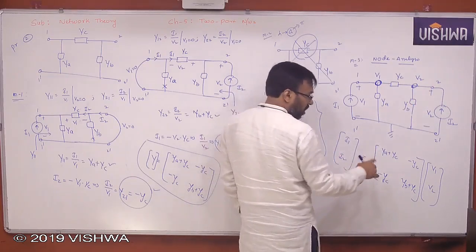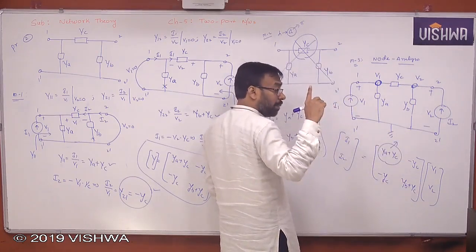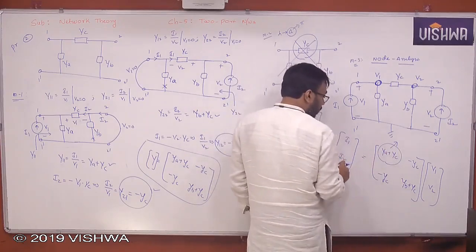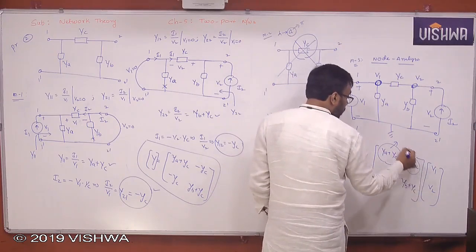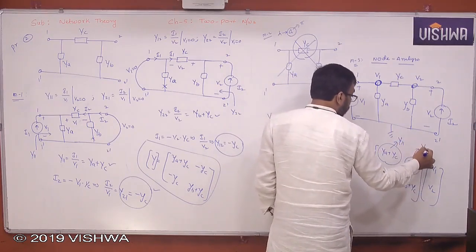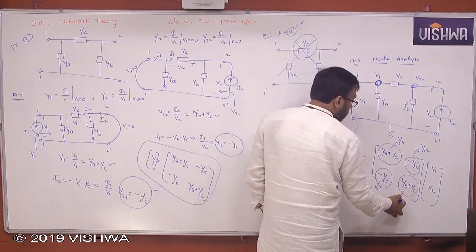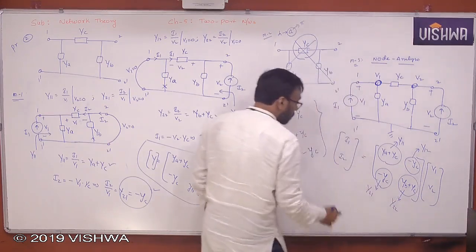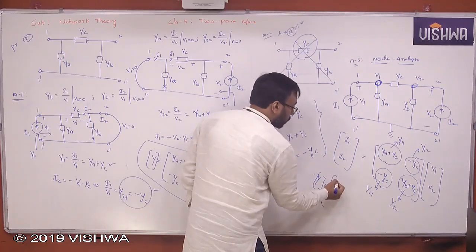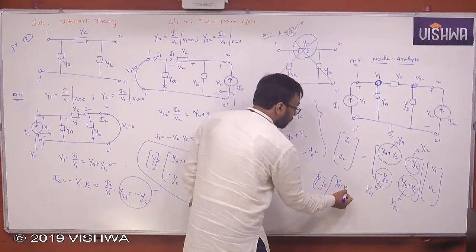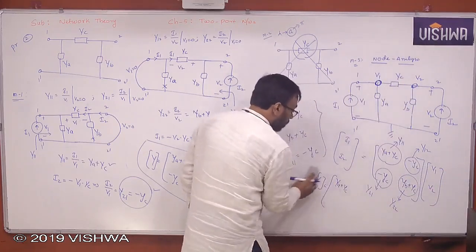So very clear if you compare all these things with your standard equations of the Y parameters: I1, I2 is equal to Y11, Y12, Y21, Y22 times V1, V2. So this is Y11, this is Y12, this is Y21, this is Y22. Therefore, the Y matrix is equal to YA plus YC. Already got. There is no need to write, but these are the Y parameters you get.